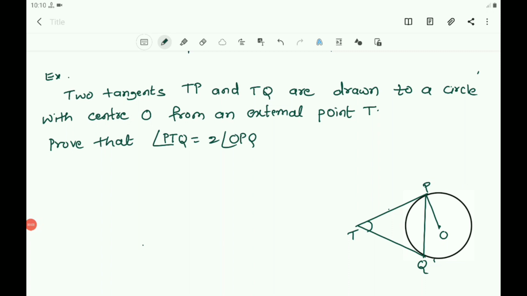Now, let us prove one of the important results which is based on theorem number 1 and theorem number 2 on the tangents with respect to the circle. This is also one of the important questions from the examination point of view. Now, let us see the question. Two tangents TP and TQ are drawn to a circle with center O from an external point T. Prove that angle PTQ is equal to 2 angle OPQ.